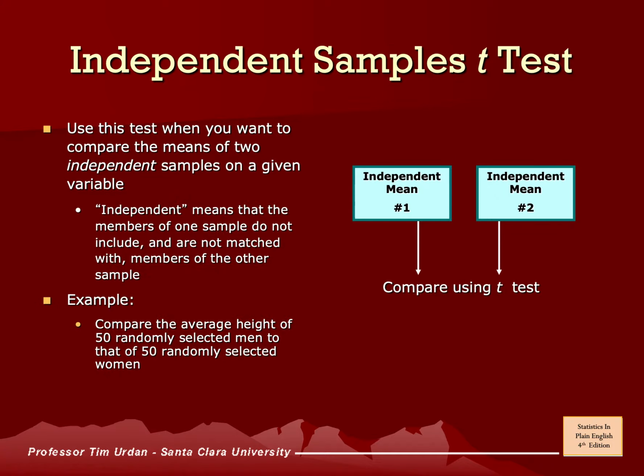We use the independent samples t-test when we want to compare two independent samples on a given variable. Independent means the members of one sample do not include, or are not matched up with, members of another sample.